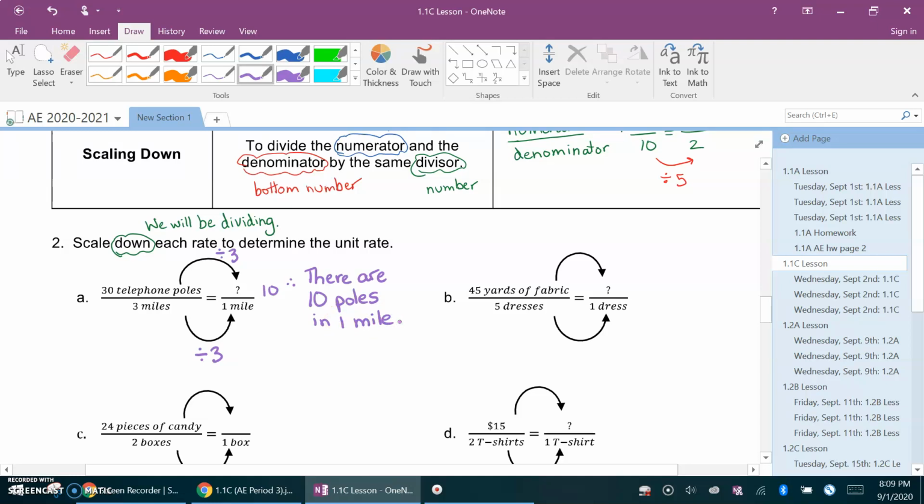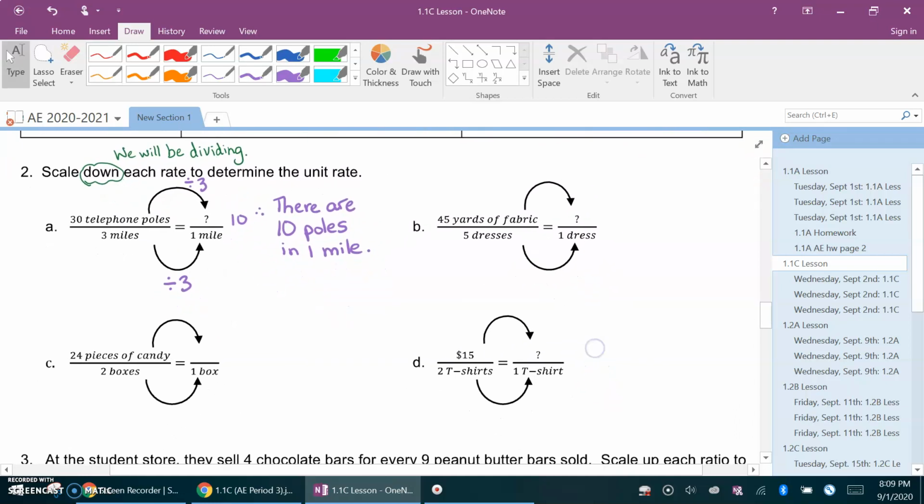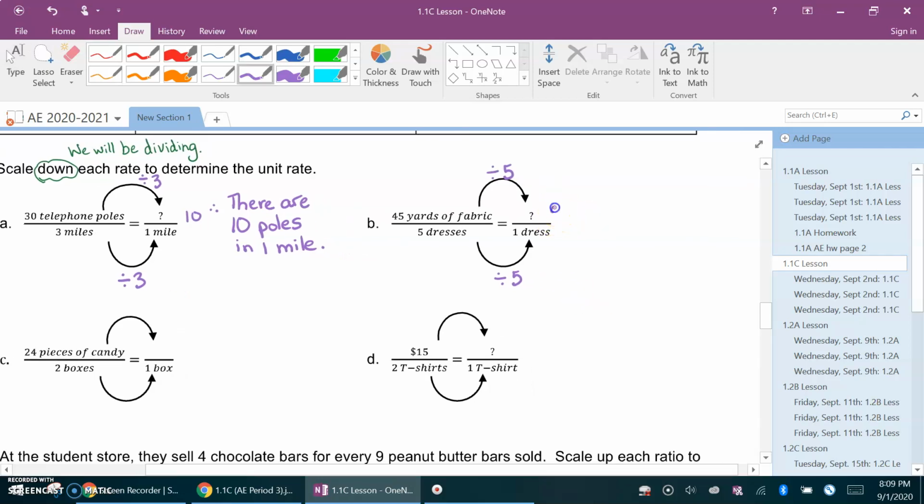Okay. So let's take a look at B. B says we have 45 yards of fabric to make 5 dresses, and we need to find out how much for 1 dress. So we are going to divide the top and bottom by 5. So if you're putting this in a calculator and you're not sure about what order to put it in, you're going to put the 45 first, then the divided by, and then the 5. And that's going to give you 9. So that means there are 9 yards of fabric for one dress.